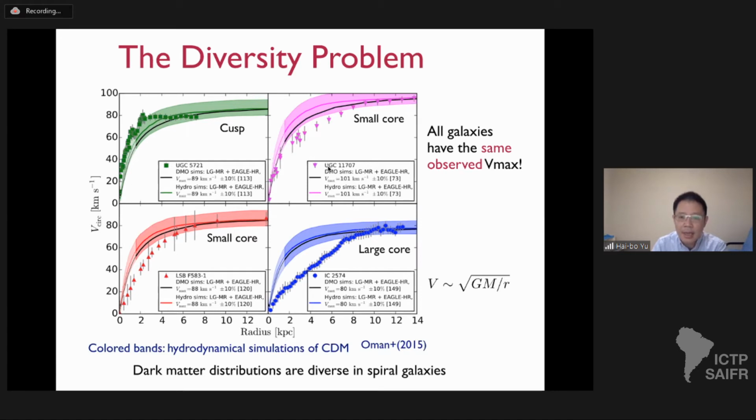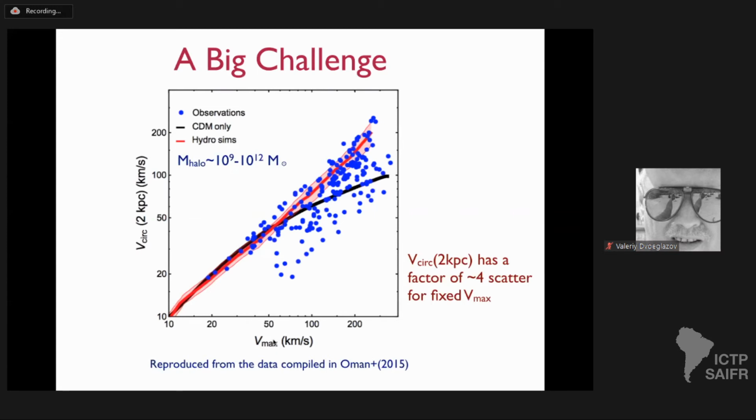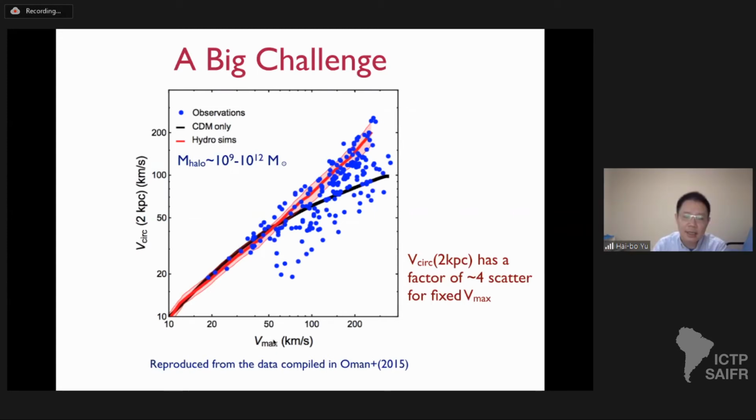And so these are just 4 galaxies. But the problem is more dramatic if you look into larger samples. Here I show you an example. If you take one galaxy, you look at 2 points. One is the maximum circular velocity, roughly its asymptotic value, and you pick up a point at 2 kpc, let's say, and this is the circular velocity at 2 kpc.